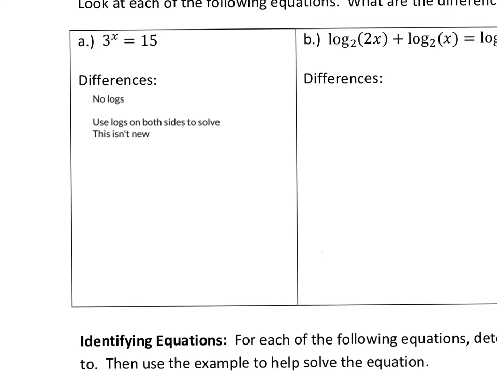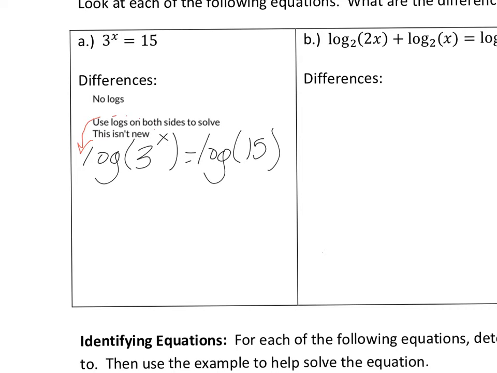Okay, so first thing we should definitely notice, there are no logs at all in that equation, and then we're going to actually introduce logs on both sides to solve. This is not new, we've done this before. So the first thing I do is just use the plain old log on the left side, so the log of 3 to the x equals the log of 15. Power rule lets us bring that x down in front, so I get x times the log of 3 equals the log of 15.